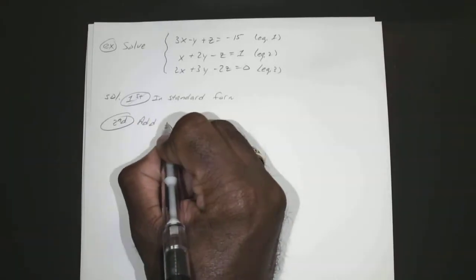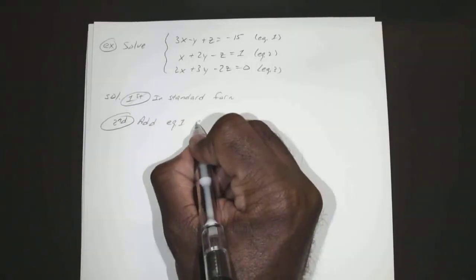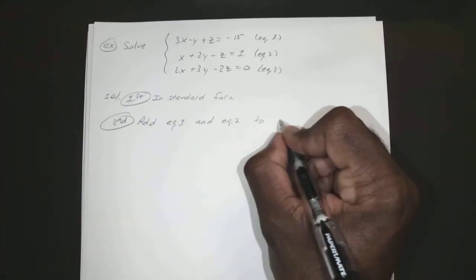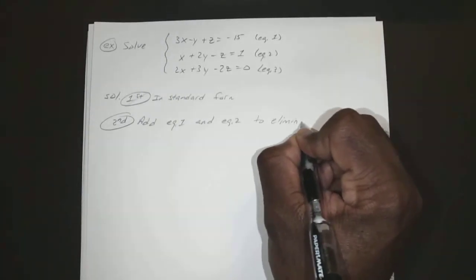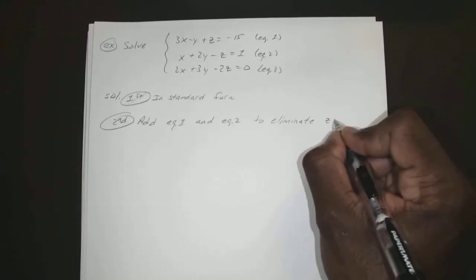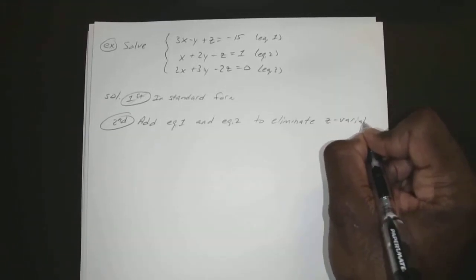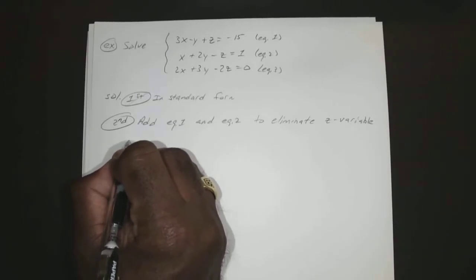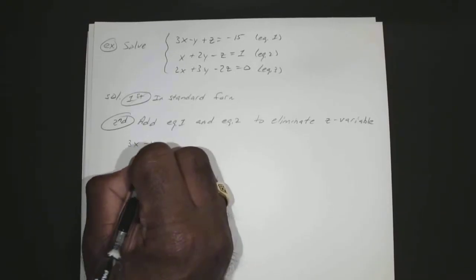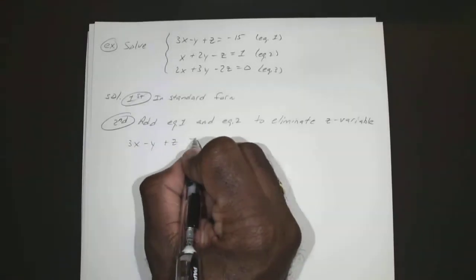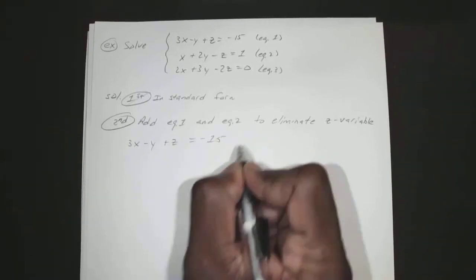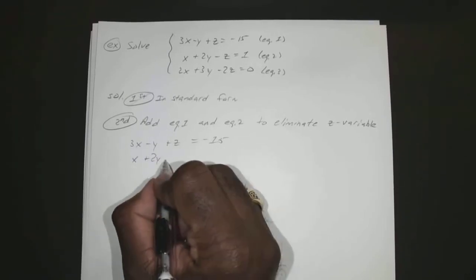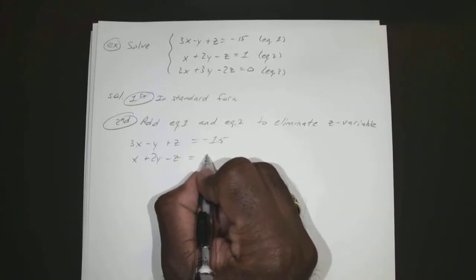So we'll add equation 1 and equation 2 to eliminate the z variable. Okay, so you have 3x minus y plus z equals negative 15, and x plus 2y minus z equals 1.